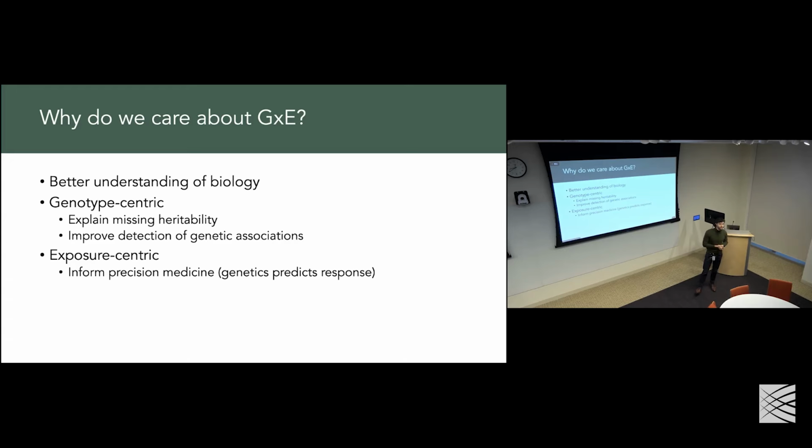And then from an exposure-centric perspective, this is more of the precision medicine angle that says I have an intervention, it's a behavior, a lifestyle, a drug, and I want to be able to better predict how a specific individual is going to respond differently than just the mean of the whole population. Again, that would be this exposure-centric perspective.